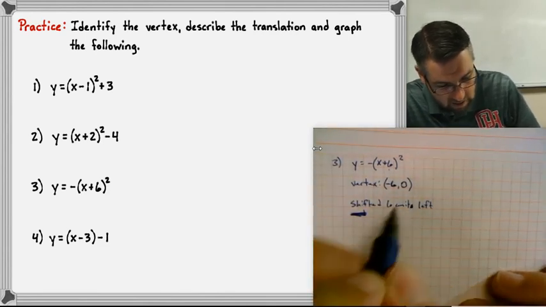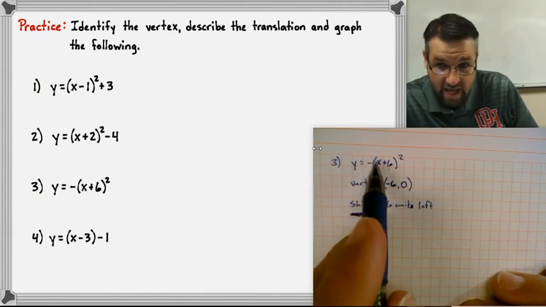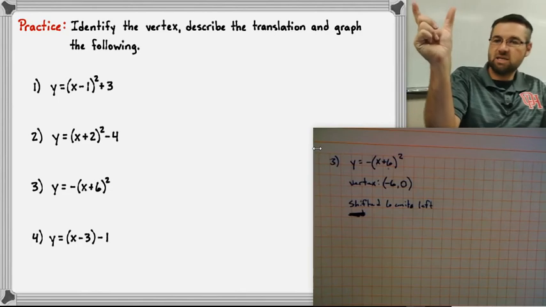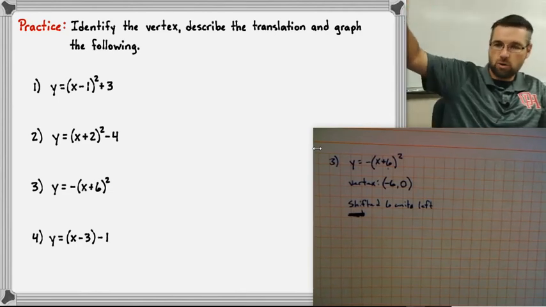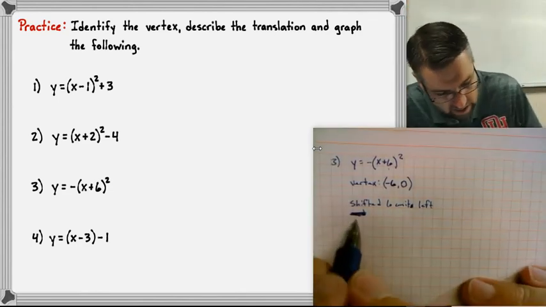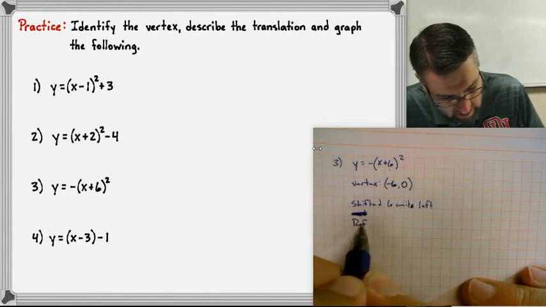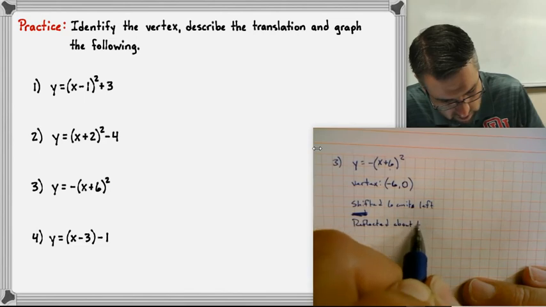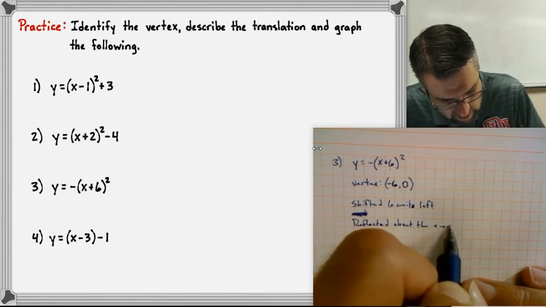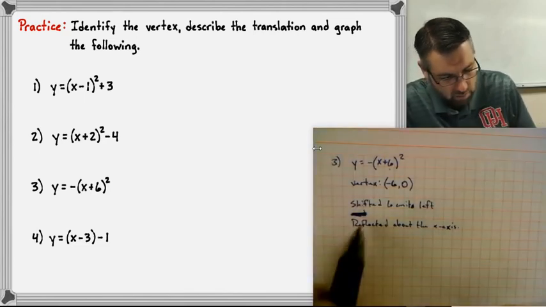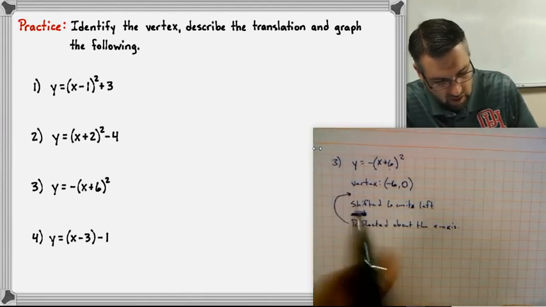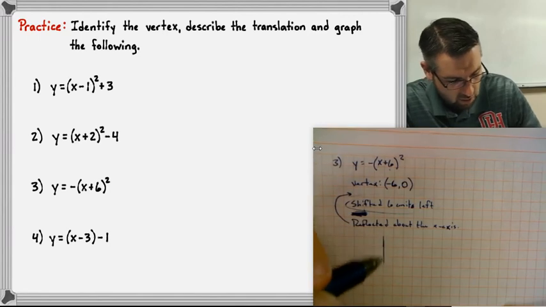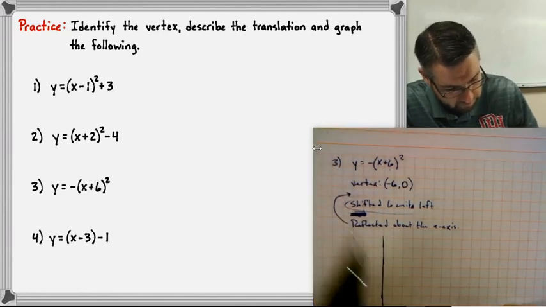Now, one thing else I'm going to add to this is that, see the negative out front? What does that mean? Remember, that means that the parabola, instead of opening up, is going to open downward. The way we express that is we say that it's reflected about the x-axis. Now, we'll talk more about that in the future, and that should actually go first. But again, we'll talk about that more in the future. The main focus for today is the shift. So let's go ahead and graph this guy.